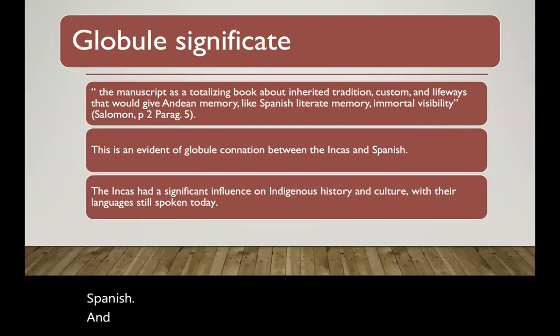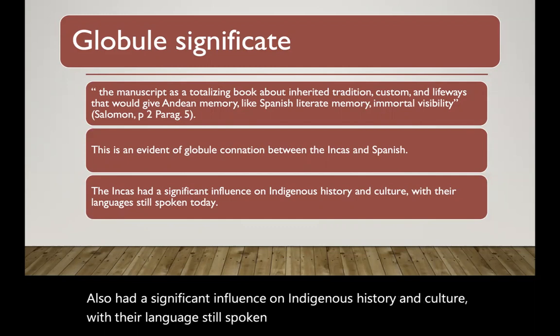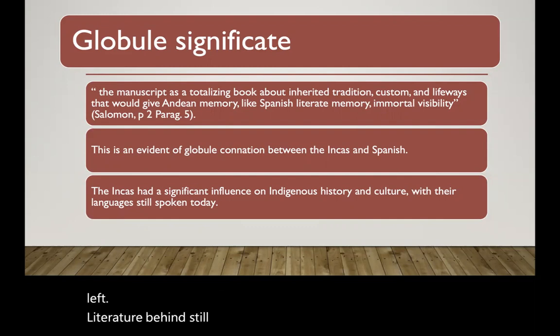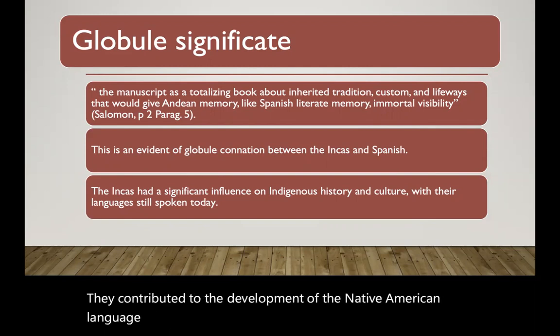And the Inca also had a significant influence on indigenous history and culture, with their language still spoken today. So it's clear to us they had left literature behind, still communicating with us through their work. They contributed to the development of the Native American language. Their language is still being used today, and this is the end of our capstone.